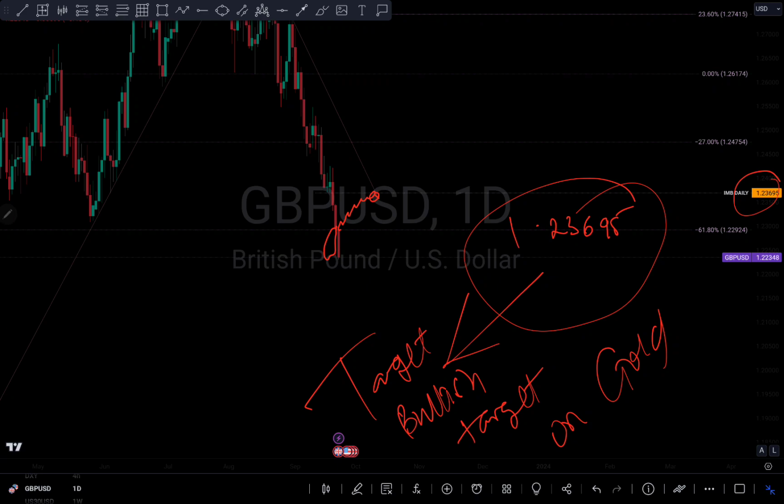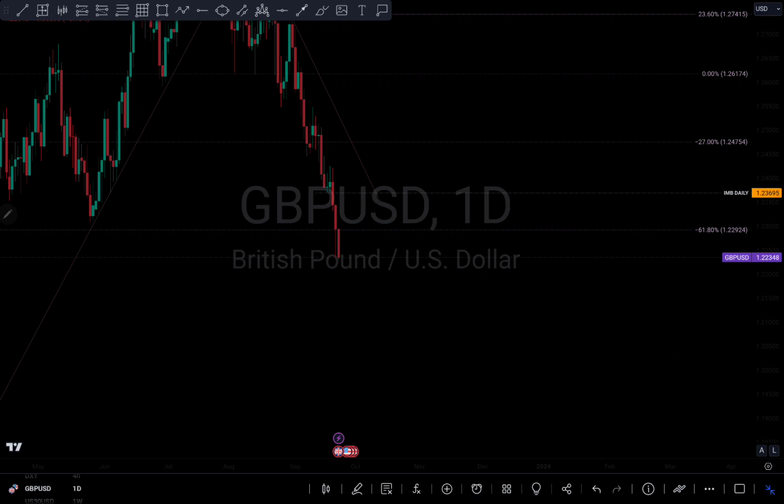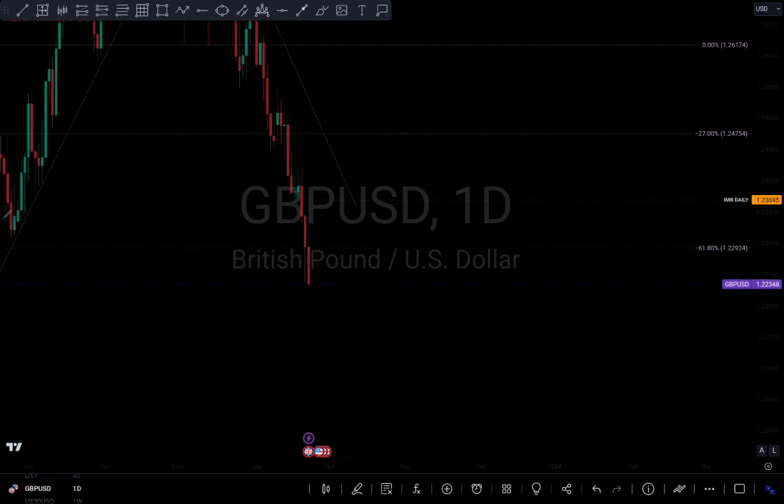But we have to look for a reversal point before we know the next direction, because we can see that it is still dropping, especially this candlestick right here that closed on Friday. If it closes below the zone right here, then there's a possibility it might continue to drop, right? But let's see how that will play out when the market opens.